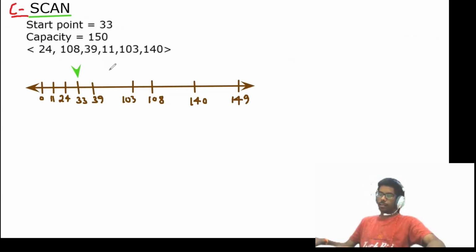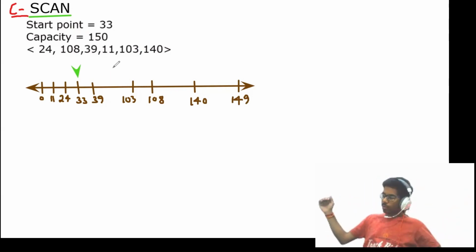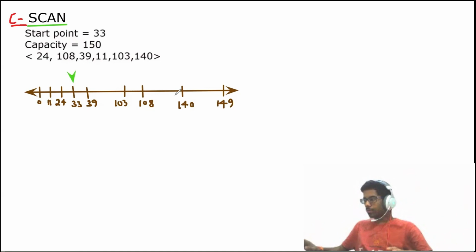C-SCAN is almost exactly identical to SCAN, but this time, instead of bouncing off from the end, it just wraps around. It goes to the end and then comes out from the starting. Let me tell you through an example.